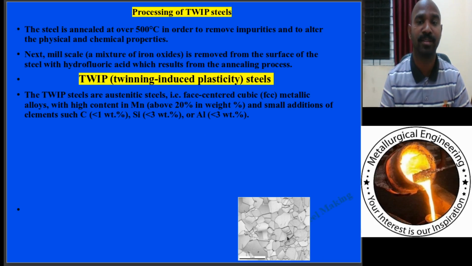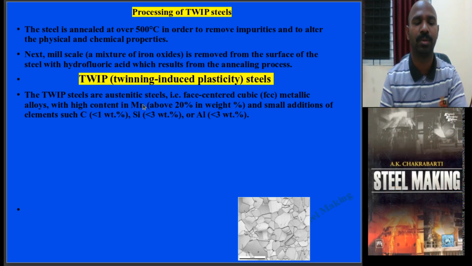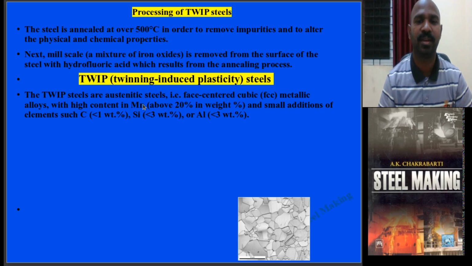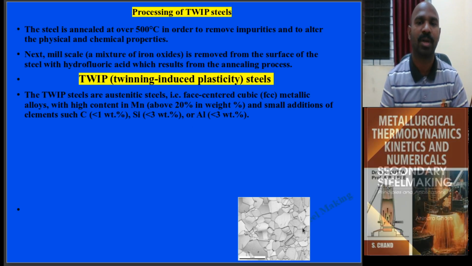Twin induced plasticity steel, and basically the austenite crystal structure is face centered cubic. It is mainly high manganese content steel. The TRIP steel is high manganese. This manganese content varies from TRIP to TWIP. For the TRIP steel, transformation induced plasticity steel, the manganese content is lower, and in twin induced plasticity steel it is higher. Because of this manganese content, the twins are introduced.